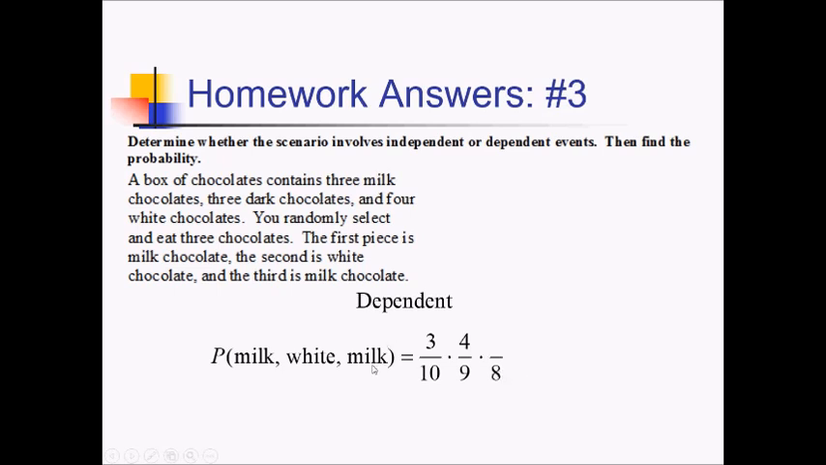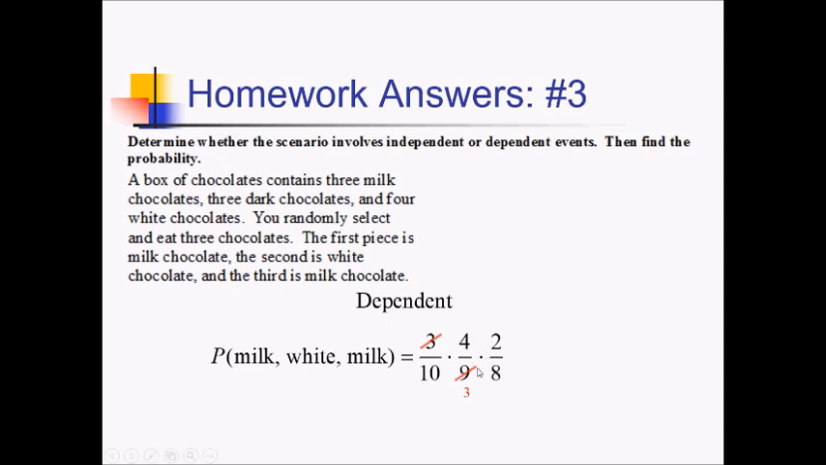And this is where it gets a little bit tricky. Since you already ate 1 of those initial 3 milk chocolates, you now have 2 of those left over as desirable outcomes. So let's go ahead and multiply this out. Let's actually reduce it a little bit first. So the 3 and the 9 can reduce, giving us a 1 over 3. The 4 and the 8 can reduce.